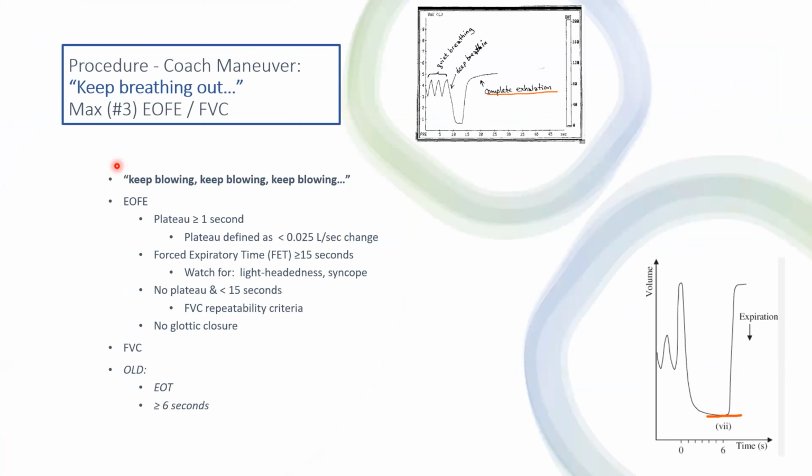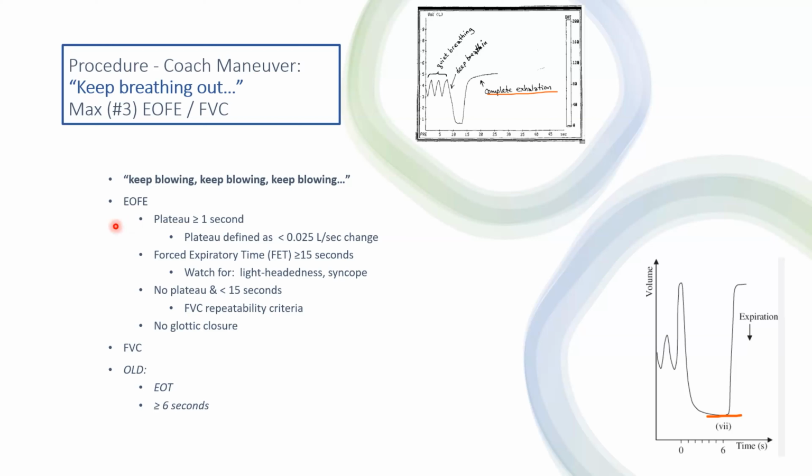All right, max number 3, end of forced exhalation, from which we get our forced vital capacity. You're telling the patient, keep blowing, keep blowing. End of forced expiration has 3 definitions. First is a plateau of more than 1 second, and a plateau is defined as being less than 0.025 liters per second change.